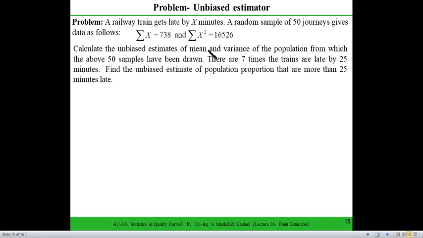Okay, so this is the first part, and the second part is that 7 times the trains are late by 25 minutes. Find the unbiased estimate of the population proportion. So this is the second part. We will do it one by one.